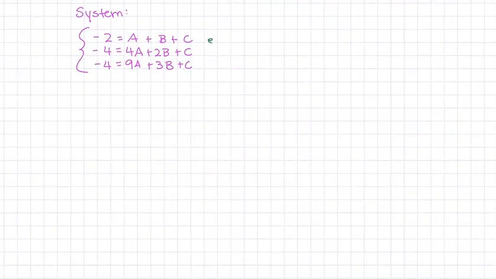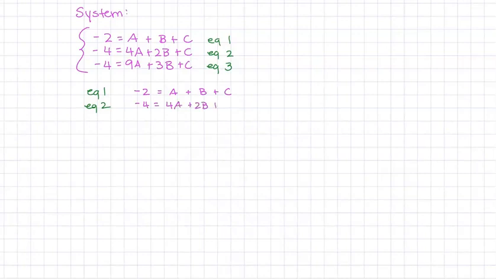So I'm going to label these equation 1, equation 2, equation 3. Let's go ahead and subtract equations 1 and 2 together. Equation 1 was negative 2 equals a plus b plus c. Equation 2 is negative 4 equals 4a plus 2b plus c. If we subtract them, that'll get the c's to cancel out. We're going to get positive 2 equals negative 3a minus b. Like I said, the c's are gone.